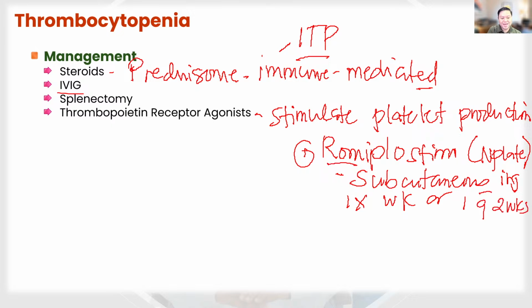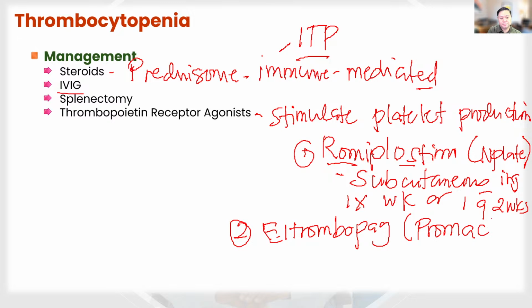So again, that is the romiplostim or the Nplate, N-P-L-A-T-E. Now, another known thrombopoietin receptor agonist is eltrombopag, and the brand name is Promacta, spelled as Promacta, and this is going to be taken as a tablet, which is going to be taken once a day.